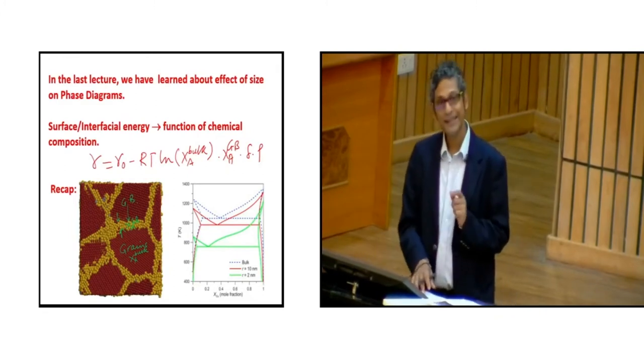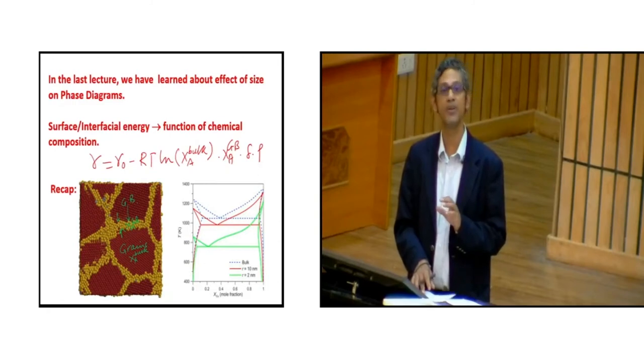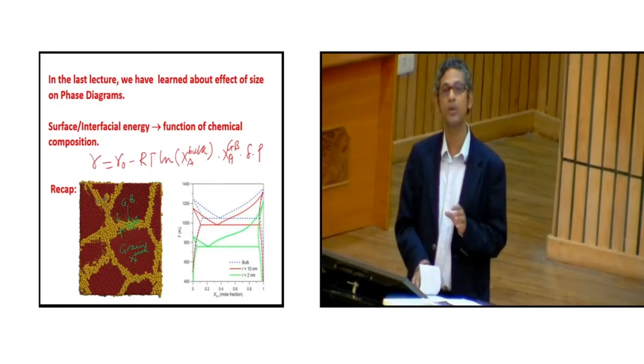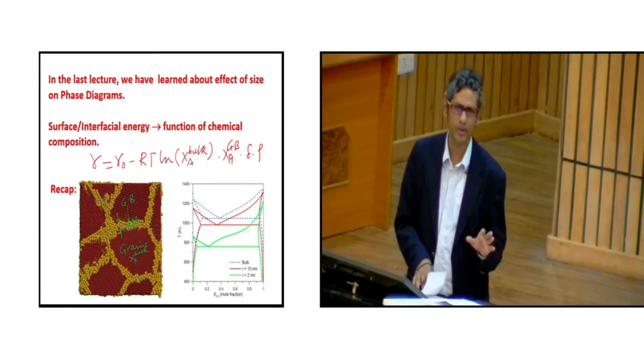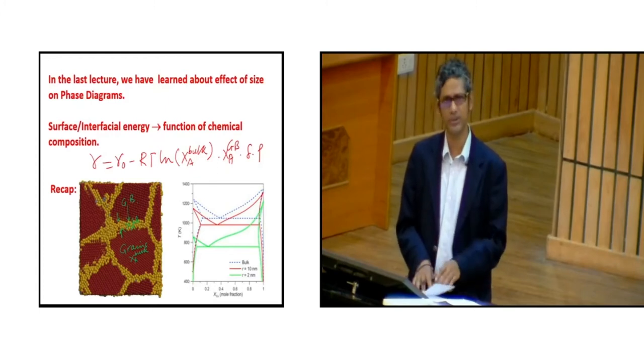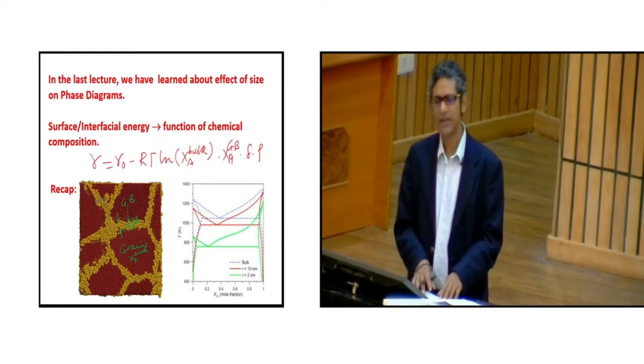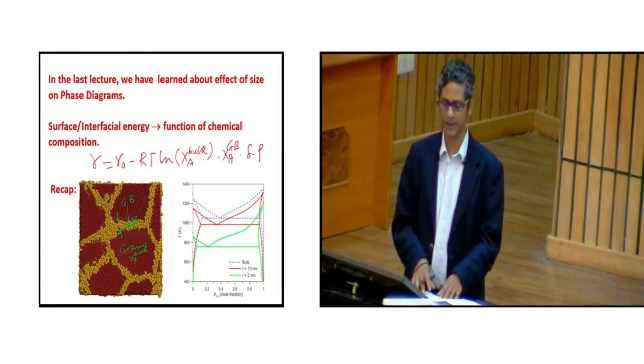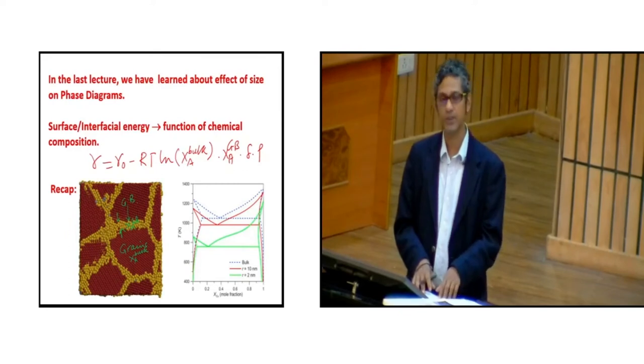Well, that can be calculated by knowing the grain boundary structure, whether it's high angle, low angle. Let's not go about all these details. You can assume some numbers and do these calculations. But delta is the thickness which can be measured experimentally by looking at the microstructure using transmission electron microscopes. It's possible to do that.